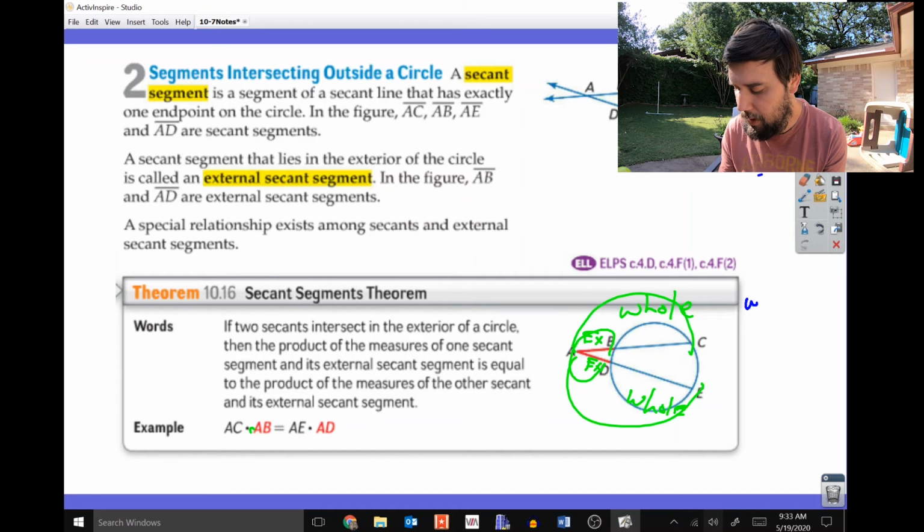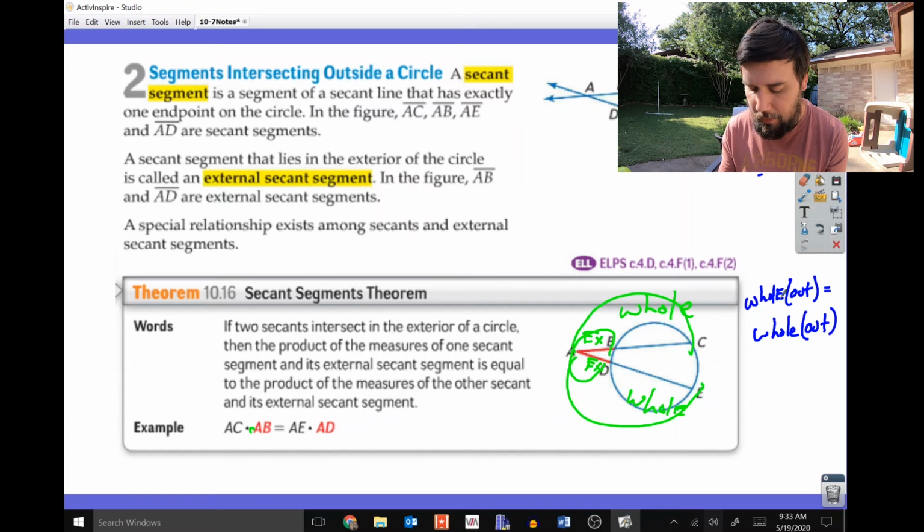Sometimes I write it down like this. We say the whole thing times the outside is equal to the whole thing times the outside. Maybe you can write it like that.